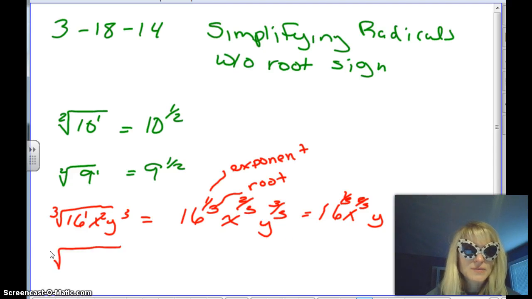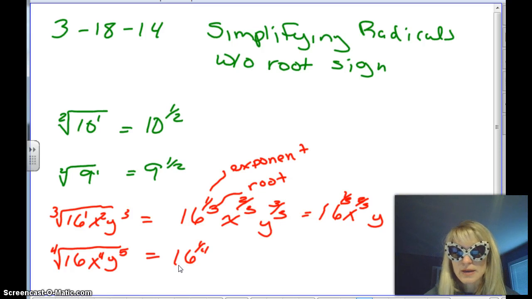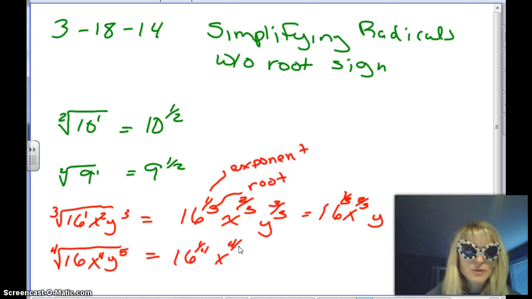Let's say I have something to the 4th root. Let's say I had, again, let's go with 16 x to the 4th, y to the 5th. Okay, so this would be 16 to the 1/4 power, and actually if I do that on my calculator, I'd find out it was 2 times 2 times 2 times 2. This is x, 4th exponent, 4th root, and y to the 5th exponent, 4th root.